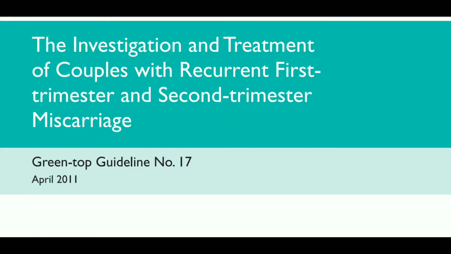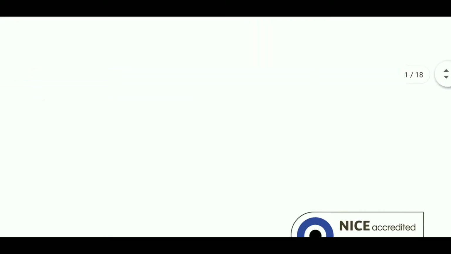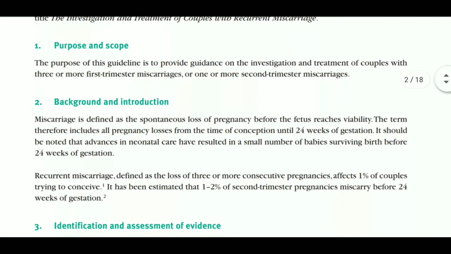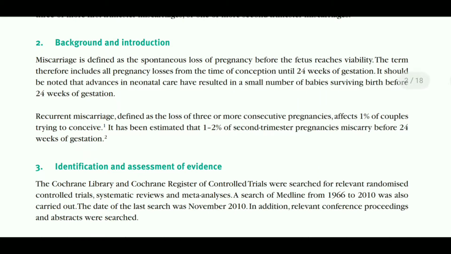Discuss the recurrent miscarriages, the RCOG guideline. The first thing which we have to discuss in this guideline is the definition of miscarriage, which is in the background and introduction of this guideline. So what is miscarriage? Miscarriage is defined as spontaneous loss of pregnancy before the fetus reaches viability.